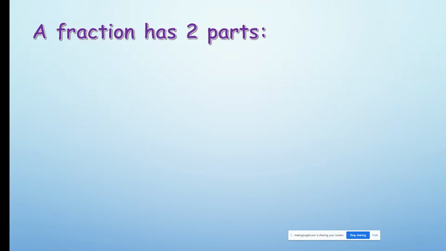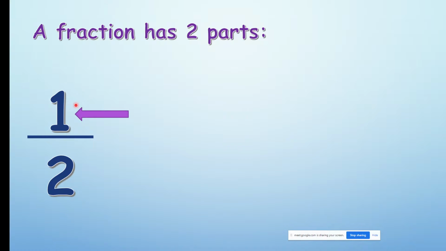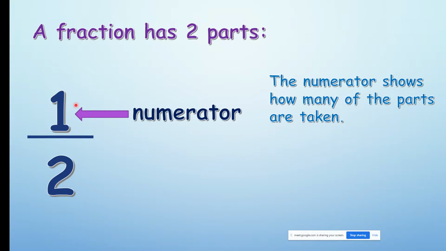Now, when we say fraction, a fraction has 2 parts. You will see there is a horizontal line, and then there are 2 numbers, one on top and one at the bottom. What do we call the number on top of the line? It's called the numerator. The numerator shows how many of the parts are taken. It means it's the shaded part, how many parts that you take.